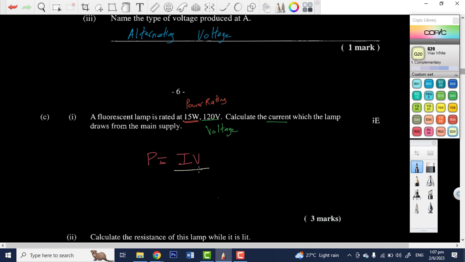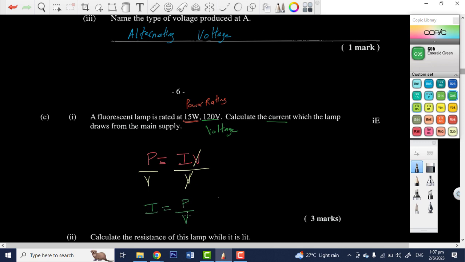Power, 15 watts. Well, the formula. Let's write the formula first. Power is equal to IV. Now, once we have our formula right here, we want to find the current. So we can do some transposing. That's your application now, how you are able to transpose.